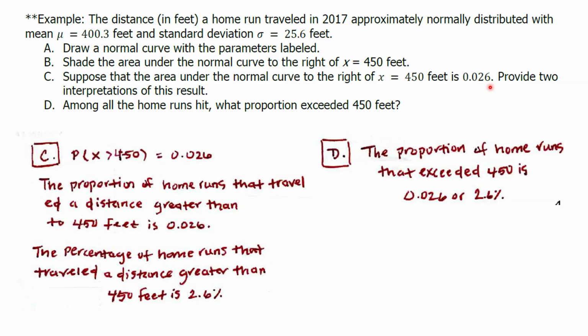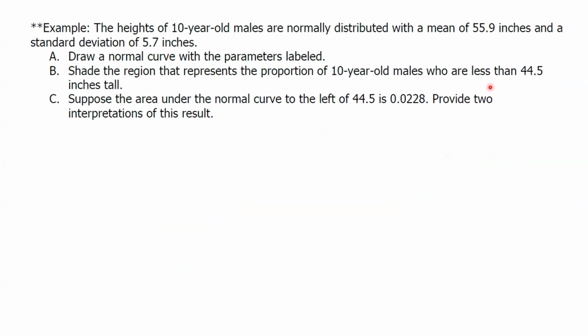All right, let's do another example. So here our problem tells us that the heights of 10-year-old males are normally distributed with a mean of 55.9 inches and a standard deviation of 5.7 inches. A asks us first to draw a normal curve with the parameters labeled.